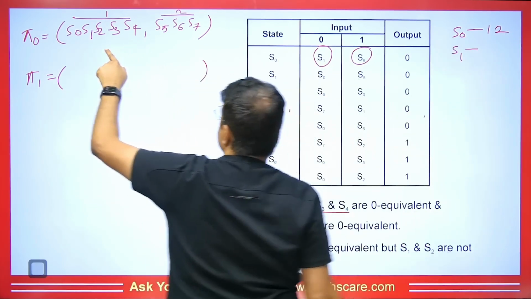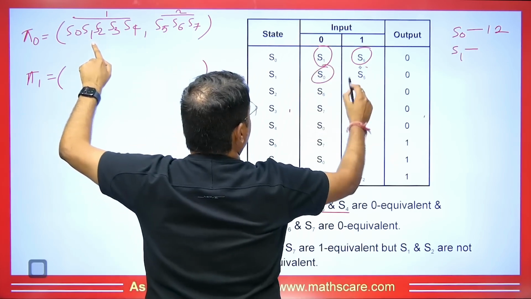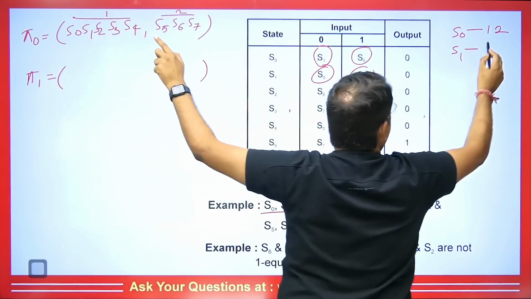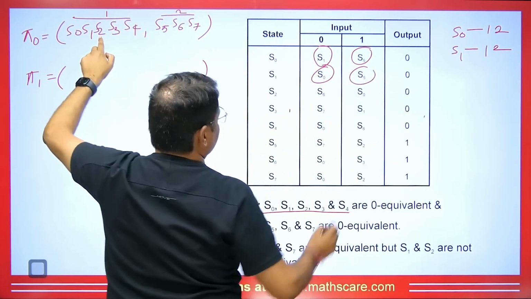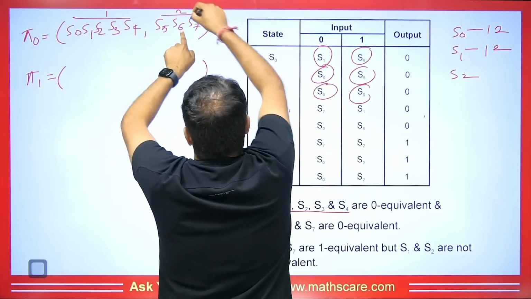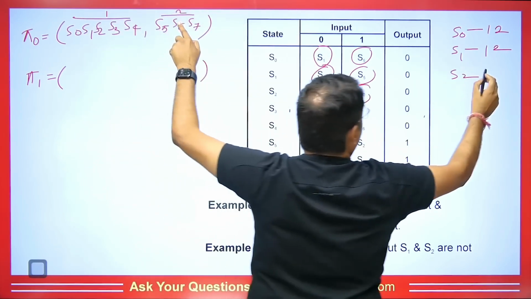If we look at S1, what is coming for it? S0 and S5. Here this is S0 and here is S5. This will also be 1, 2. Clear? Now let's consider S2. It has S6 and S0. S6 is here and S0 is there, making the pair 2, 1.